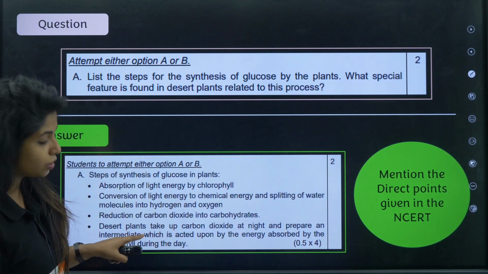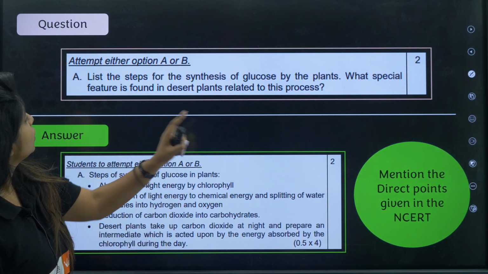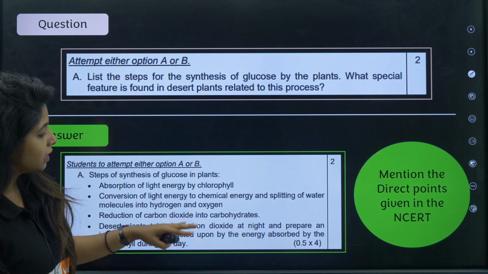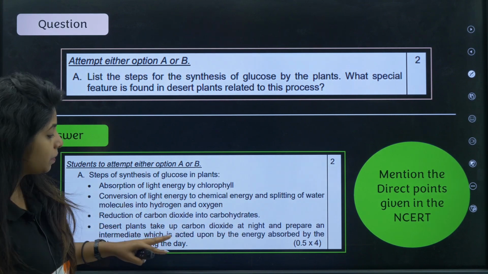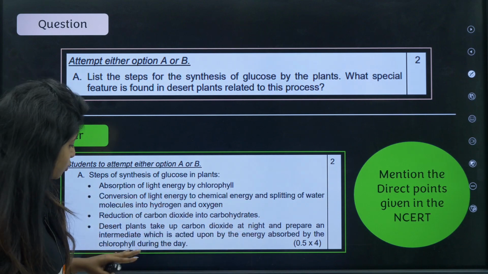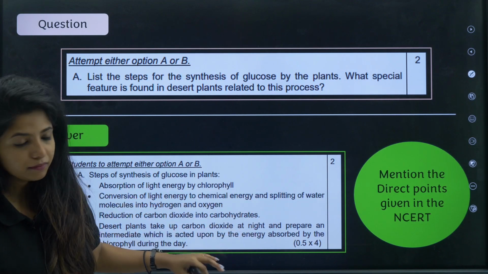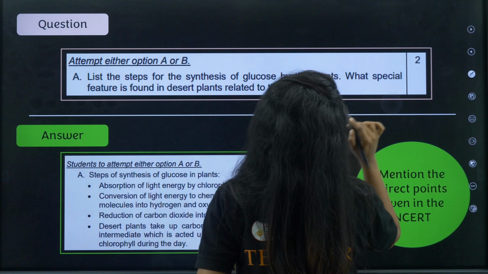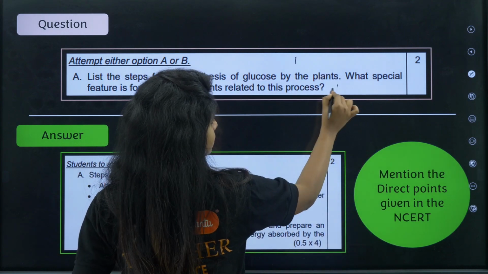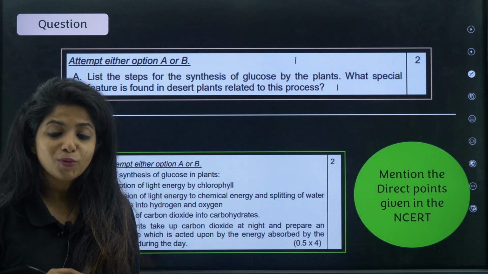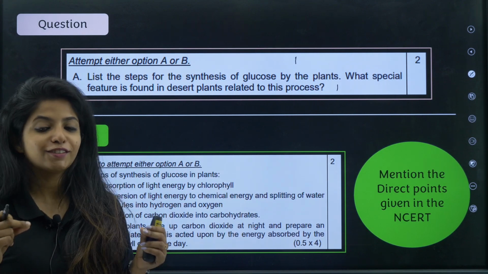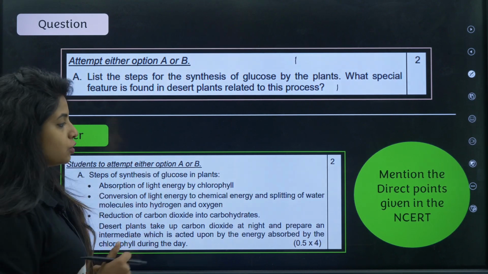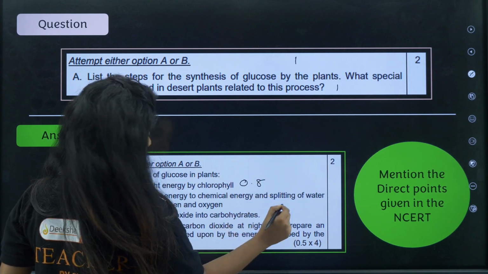Then the last point, this is for the second part of the question, which says what special feature is found in desert plants related to this particular process. So in desert plants, they take up carbon dioxide at night and prepare an intermediate which is acted upon by the energy absorbed by chlorophyll during the day. You see over here, how are the marks distributed? Now you might think this was of 1 mark and this is of 1 mark. But over here there is a small twist. That is, they have mentioned the list of steps. That means you have to involve the steps. So if I say for each step there is 0.5 marks.